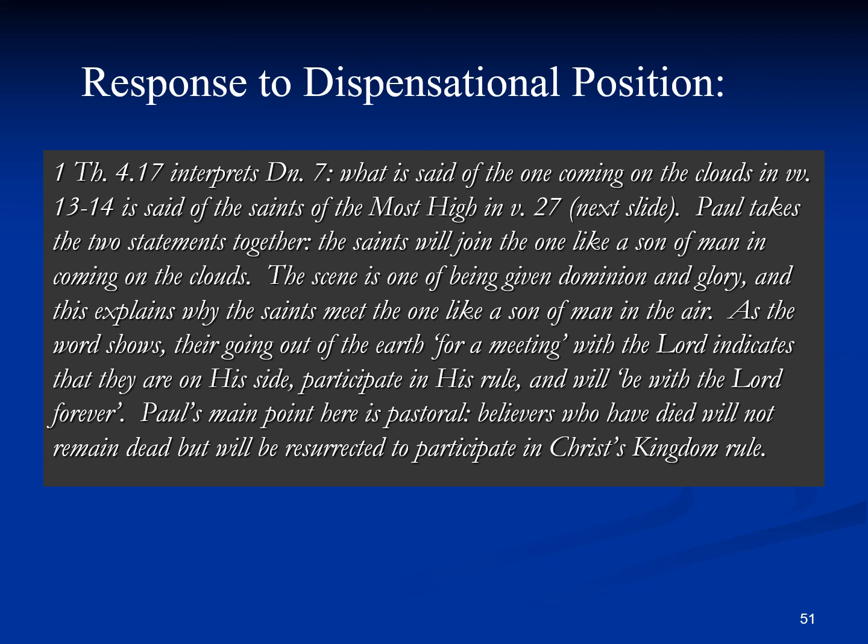Paul takes the two statements together. The saints will join the one like a son of man in the coming on the clouds. The scene is one of being given dominion and glory, and this explains why the saints meet the one like a son of man in the air. As the word shows, their going out of the earth for a meeting with the Lord indicates that they are on his side, participate in his rule, and will be with the Lord forever.